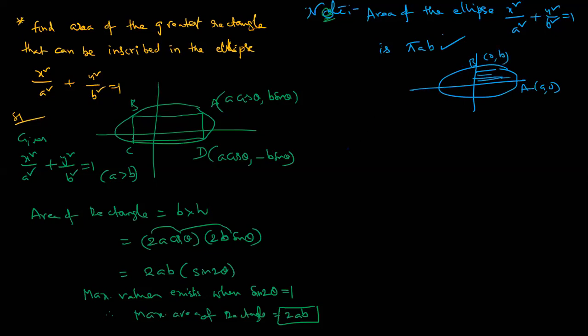How to find the area of this one? Anyone? Area is equal to 4 times the area of one quadrant, that is from 0 to a in terms of x. What is the answer? b by a into the integral of root over a square minus x square dx. If you simplify, we get pi ab.